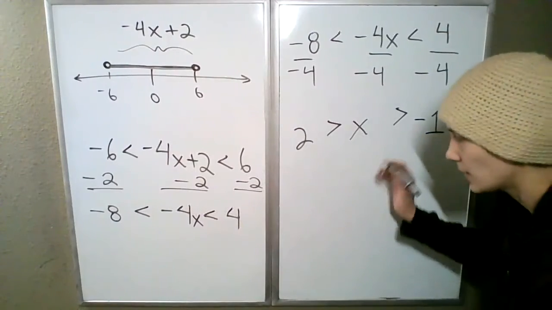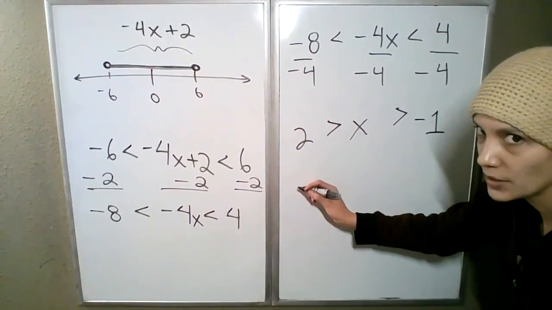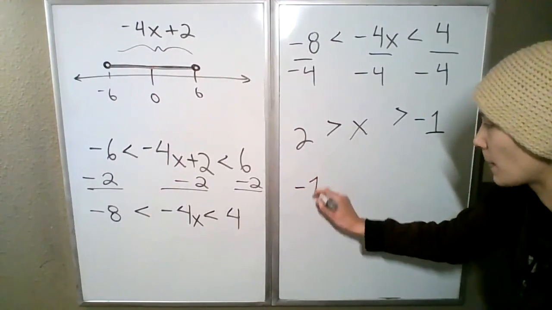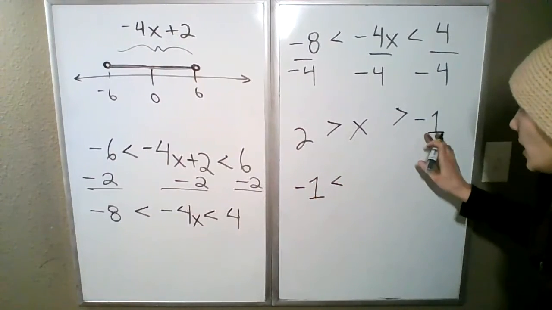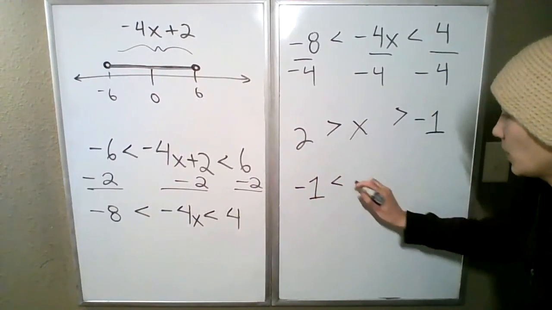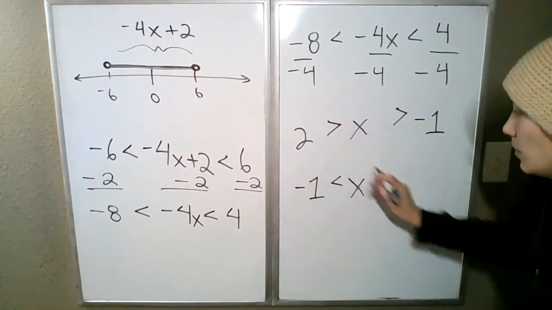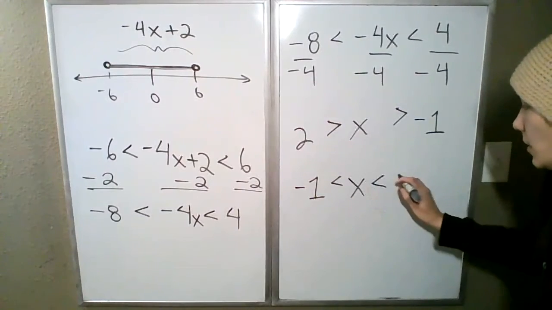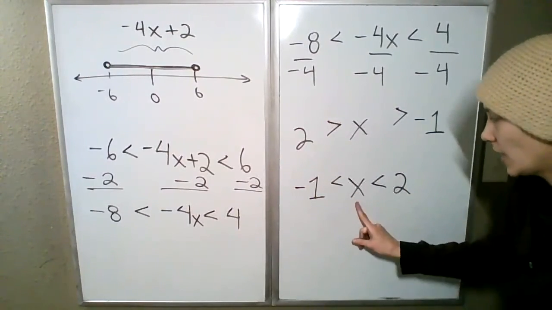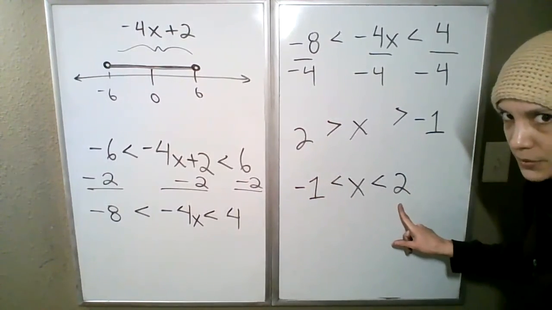Okay, and then I'm just going to pick up this statement, keep it how it is, but flip it around. It's just easier for me to read that way. You don't have to do this if you don't want to, but it helps me. So negative 1 has a pointy side. It opens towards x. That symbol points to x and opens to 2. So x is between negative 1 and positive 2.